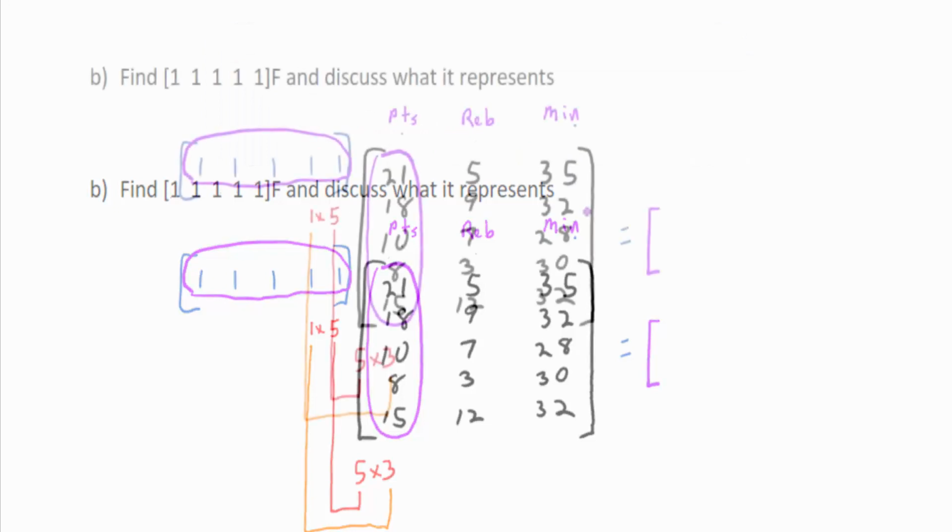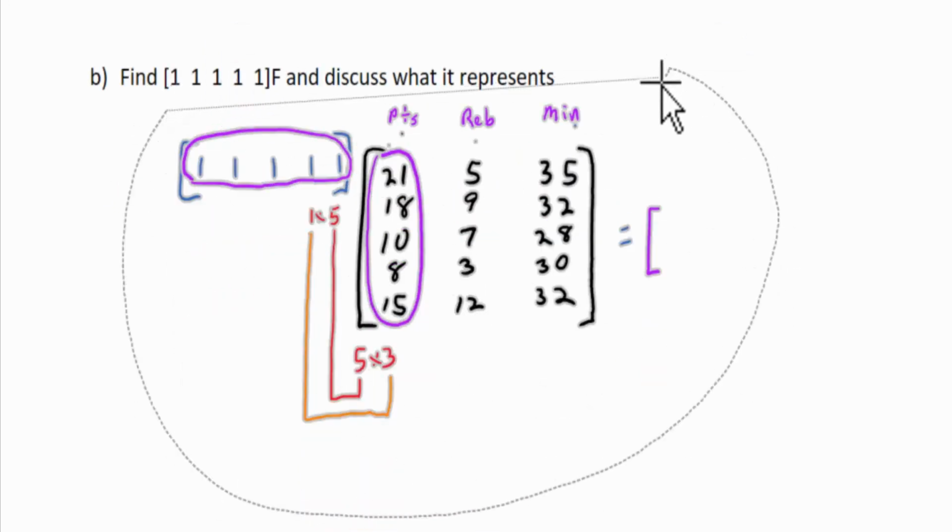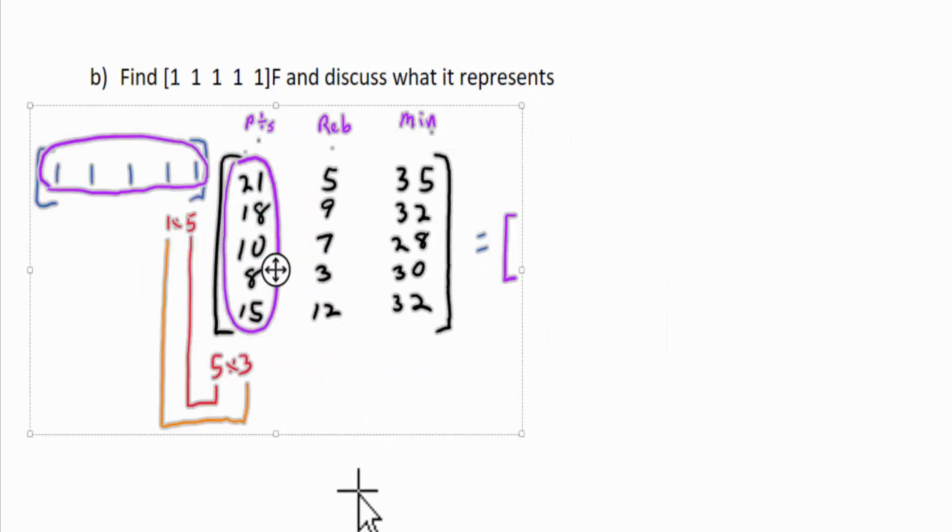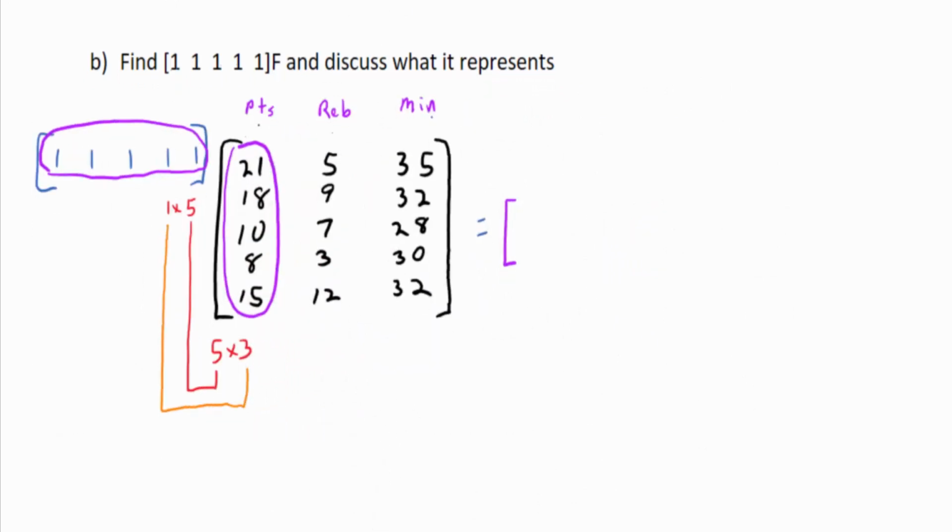So give that a shot. So let's talk about this. Don't give me an interpretation yet. Just tell me what's the first entry going to be? And don't give me the actual number yet. What do you do to get it?